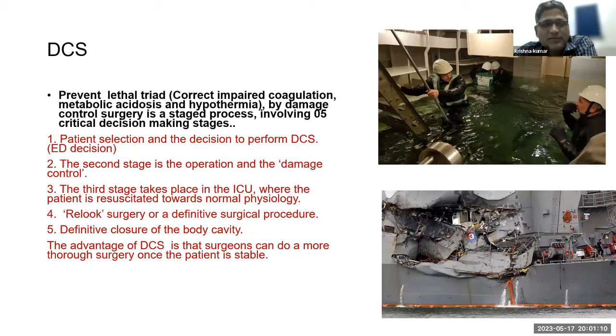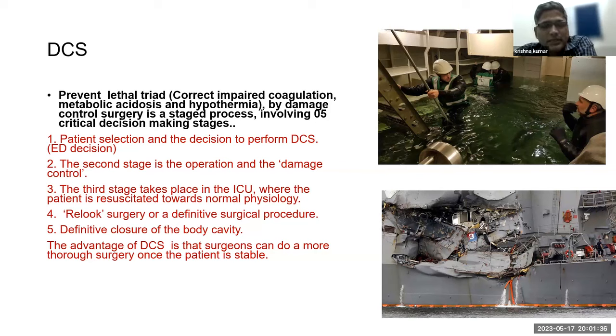There are five critical decision-making stages in damage control surgery. First and most important is patient selection and the decision to perform DCS, which is a decision made in the emergency department. The second stage is the damage control operation. The third stage takes place in the ICU, where the patient is resuscitated towards normal physiology. The fourth is a relook surgery or a definitive surgical procedure. And the fifth is definitive closure of the body cavity.